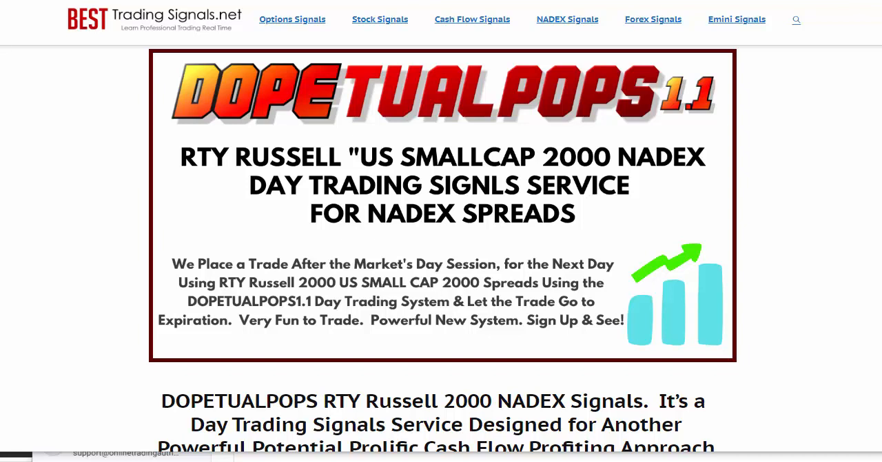So the object here is to what? Well, it's to make money, right? It's to generate cash flows, to have a plan, a method to follow for E-mini trading and NADEX US Small Cap 2000 trade. It's a one-day trade right now, that corresponds with the NADEX daily spread.